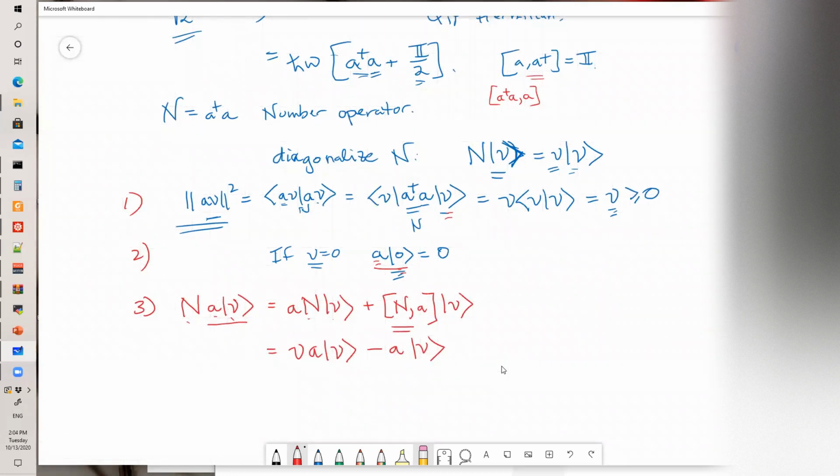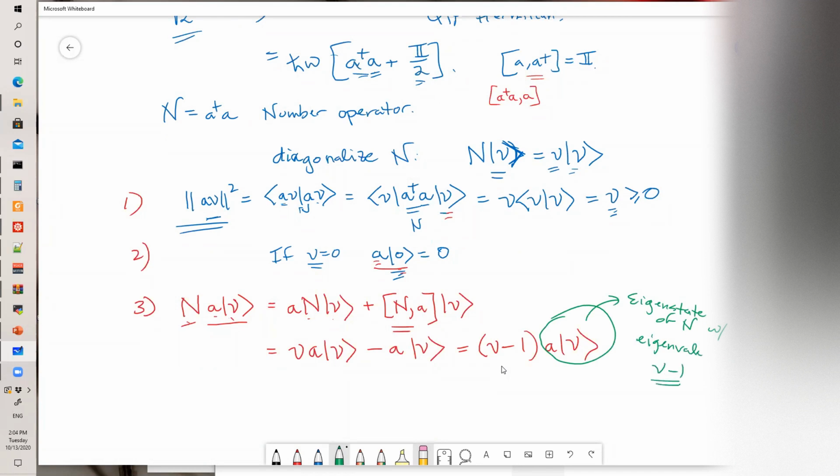But look, this is kind of cool. It means that this is a constant times the same vector again. So A nu is an eigenstate of N with eigenvalue nu minus 1. Okay, that's kind of cool.